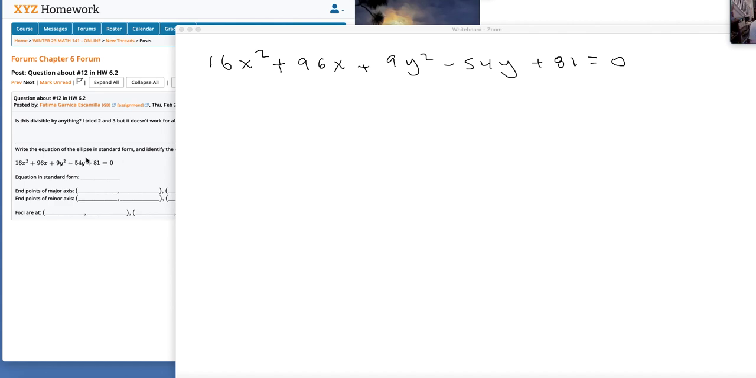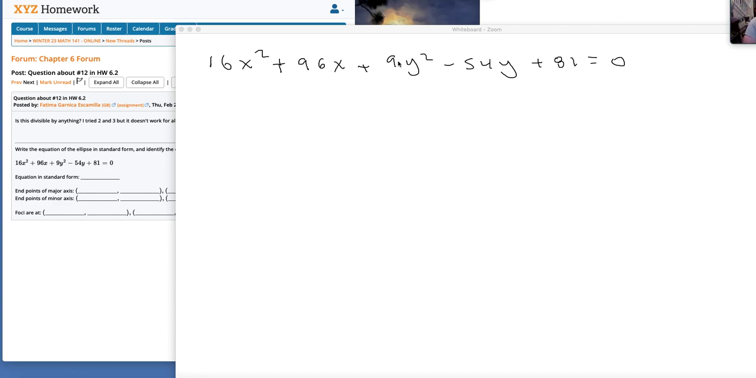Okay, so for this one you had asked, is it divisible by anything? And that you had tried 2 and 3, and no, it isn't. And that's a great thing to check because sometimes that's the case. And this one, we've got to do these big numbers. So let me show you how to go at it.